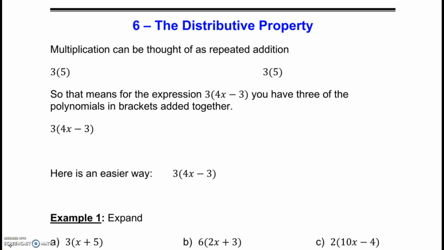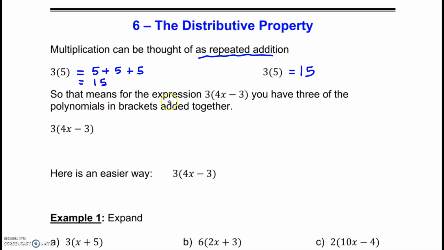This is lesson 6, and we're going to learn about the distributive property. Multiplication, remember, can be thought of as repeated addition. So for example, if I have 3 times 5, that means we have 3 5s. So I could repeat 5 plus 5 plus 5, and that is going to give me an answer of 15. And we know that 3 times 5 is also 15. Once we learn multiplication, we sometimes forget that multiplication is repeated addition.